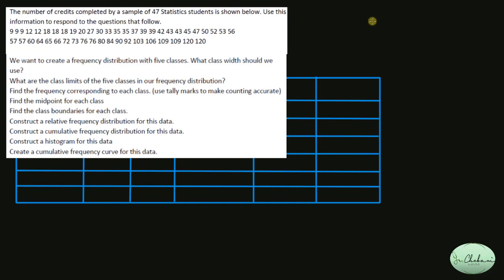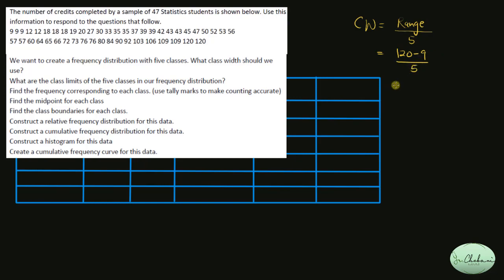The way we calculate class width is, class width is given by the range. We take the range and divide it by the number of desired classes. In this case, our range is, if you look at our numbers, they're already rank ordered, so the maximum here is 120. The minimum is 9. So range is maximum minus minimum, which is 120 minus 9, divided by 5.